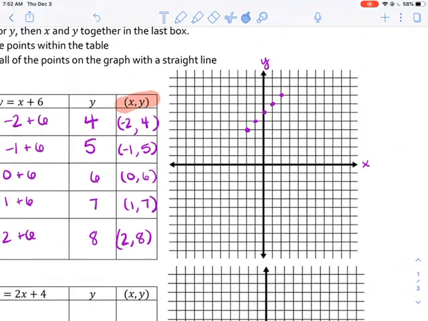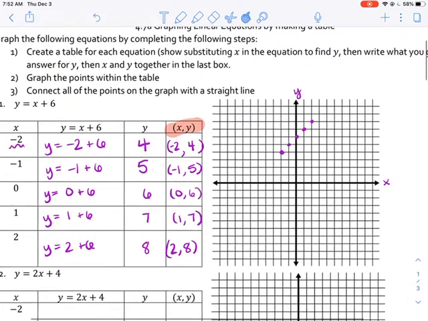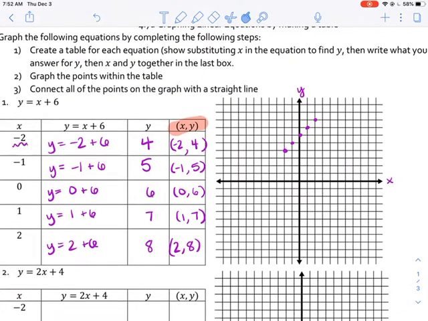Okay, so we plotted all our points. That's step 2. Now step 3 is we're going to connect all of the points on the graph into a straight line. So you may want to use a ruler for this part. I don't have one because I'm drawing this on my iPad. So let's see. Well, close enough.